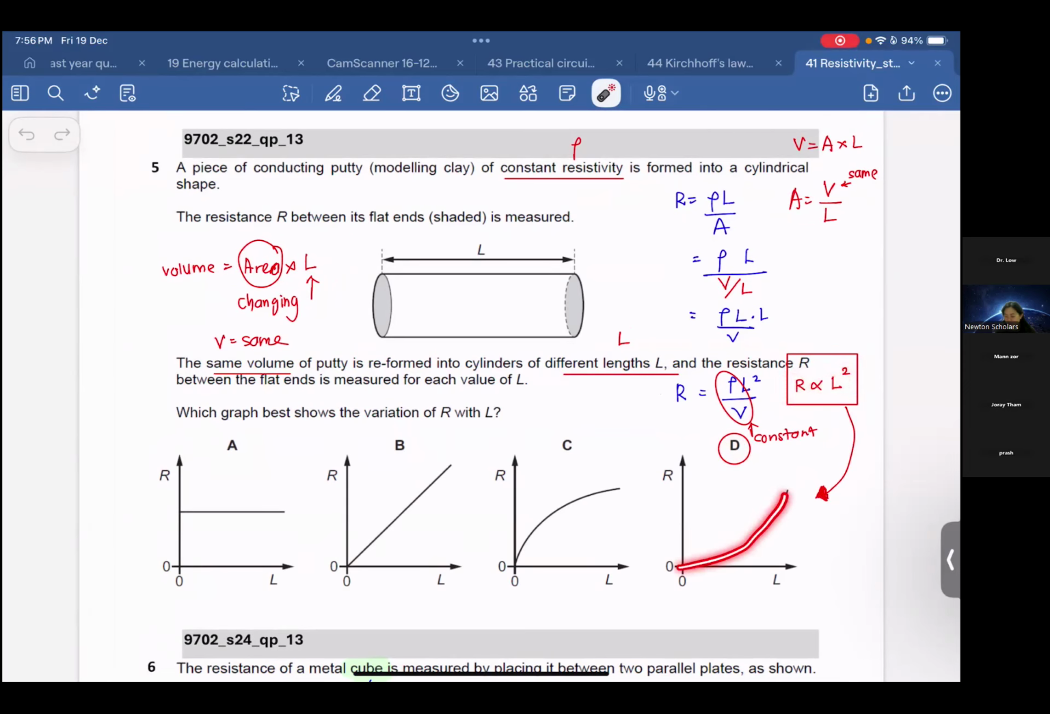So it's a curved graph like this, because here is L, not L squared. If it were L squared, then it would be a straight line. Were you able to find the answer? Proof?